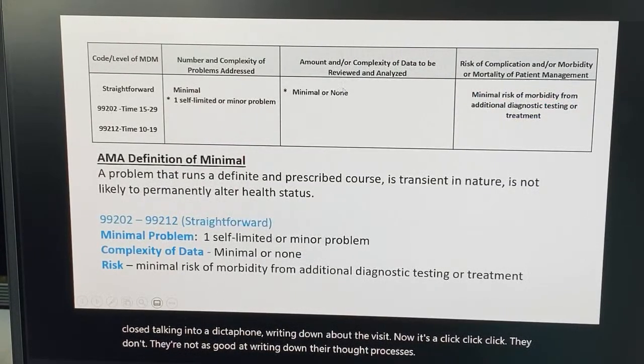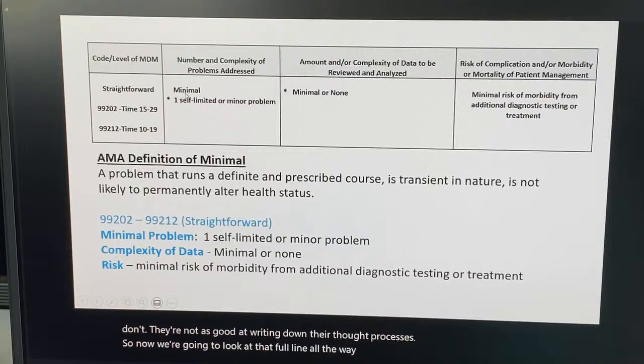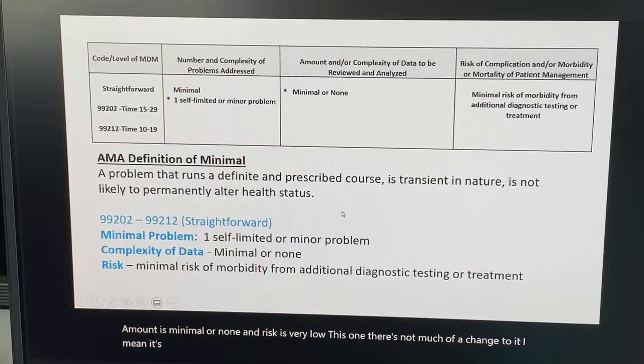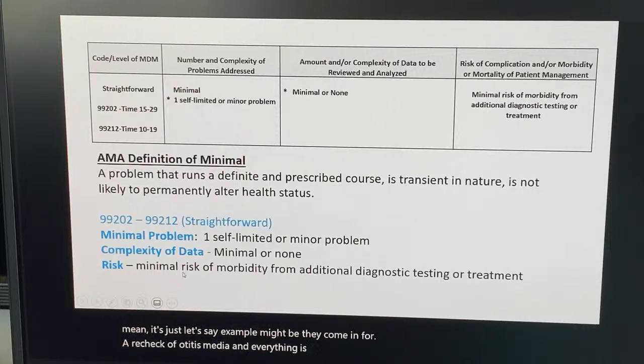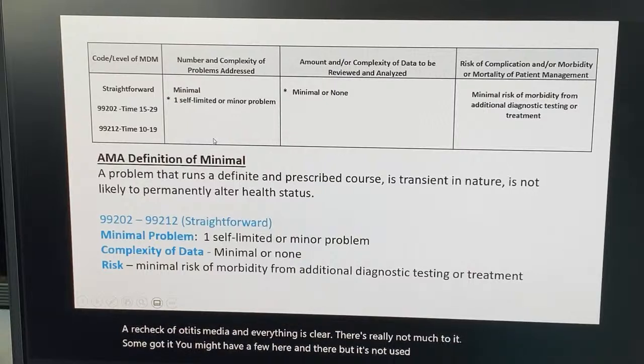Okay, so now we're going to look at that full line all the way across for the minimum. It's a straightforward code, 99202, 99212. Problems, one minimal self-limited to a minor problem. Amount is minimal or none, and risk is very low. This one, there's not much of a change to it. I mean, an example might be they come in for a recheck of otitis media, and everything's clear. There's really not much to it. You might have a few here and there, but it's not used that often.